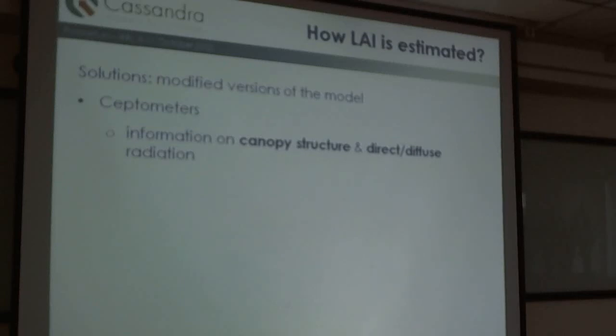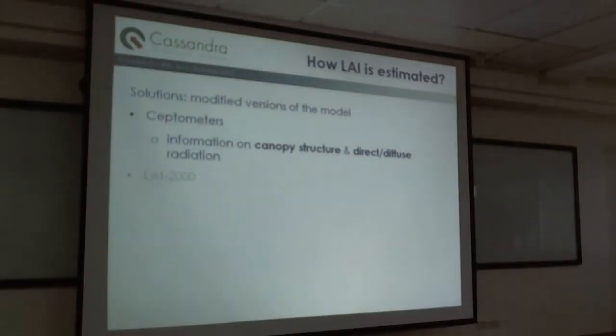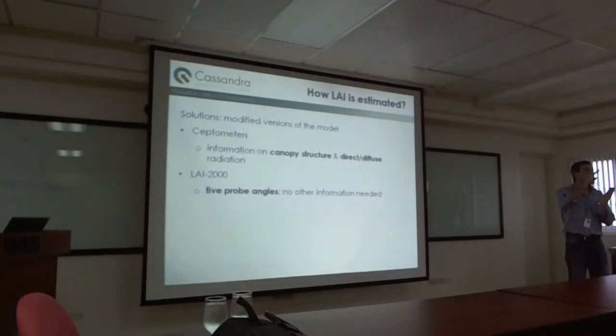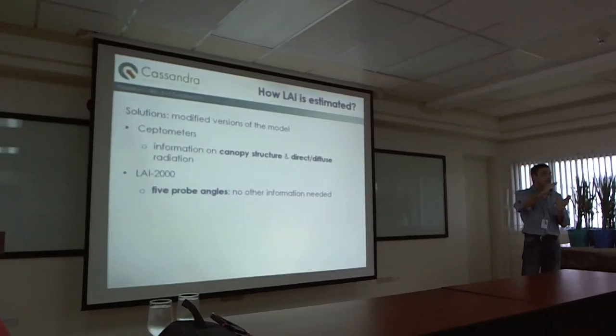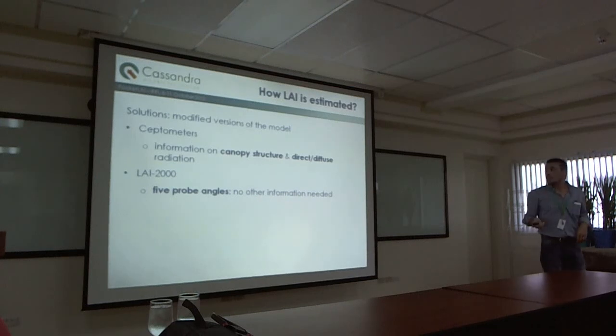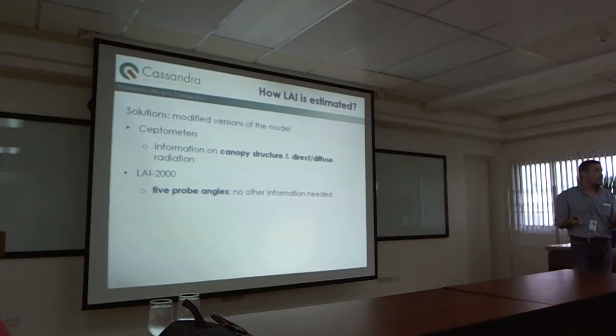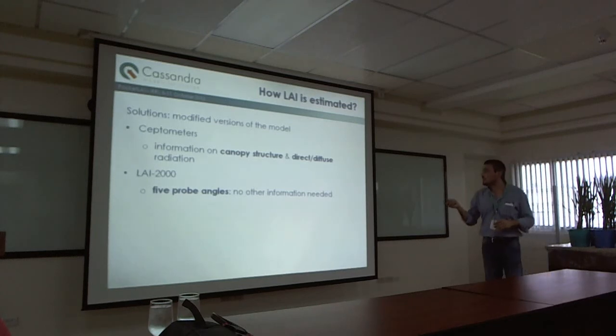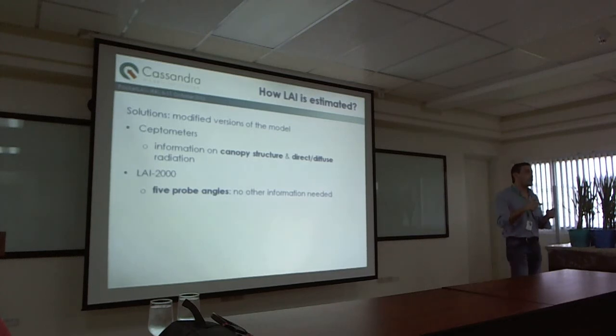and the ratio between direct and diffuse radiation, whereas the LAI-2000 uses 5 probe angles. Using different probe angles, it's possible to obtain a LIFAR index measure without any other information. But the problem in this case is that it's so difficult to have a sensor for direct and diffuse radiation in a smartphone.